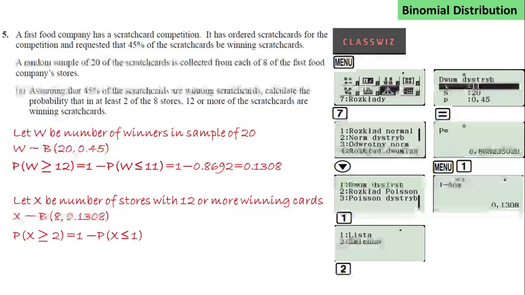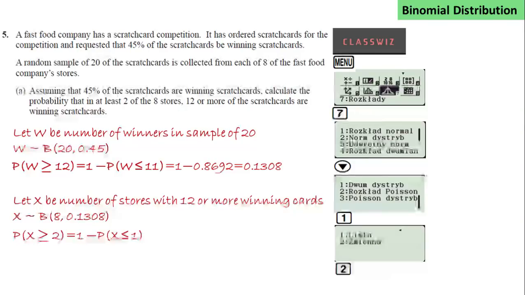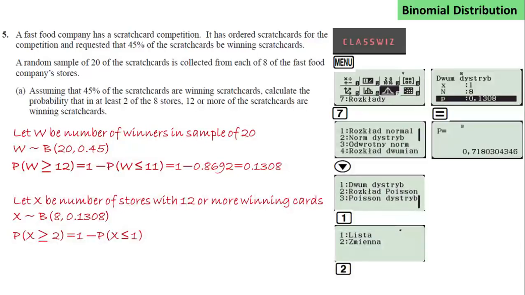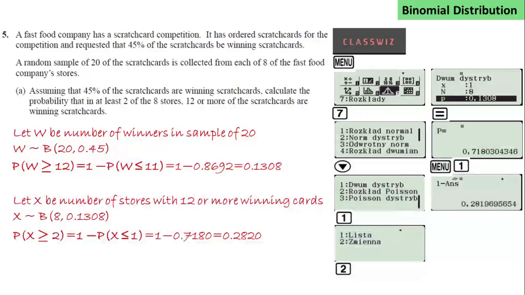So here we want the probability that X is greater than or equal to 2, which is 1 minus the probability that X is less than or equal to 1. Remember, this is a discrete variable, so we have to be very careful with greater than and equal to's. And we're going to do the same type of calculation. We're going to go on to the second page to get our cumulative binomial distribution. Choose a single variable. Now X is 1, N is 8, and P is 0.1308. Equals, we get that probability that X is less than or equal to 1. We calculate 1 minus it as 0.2820.